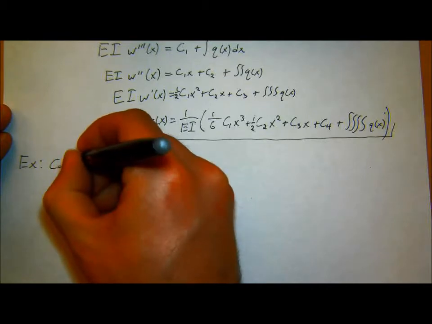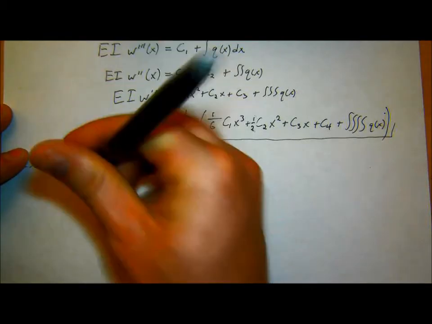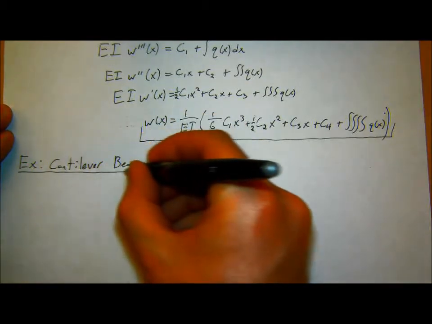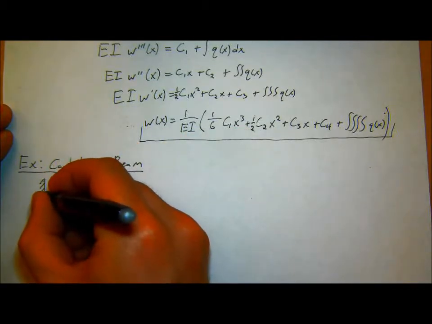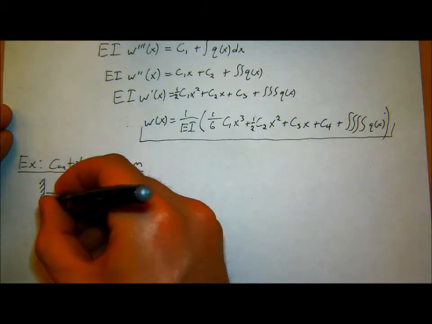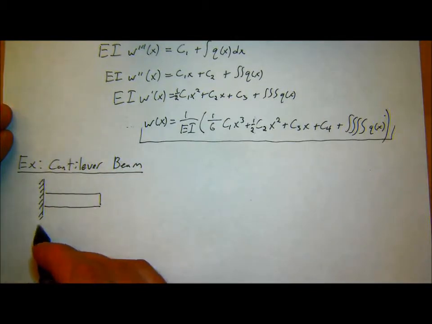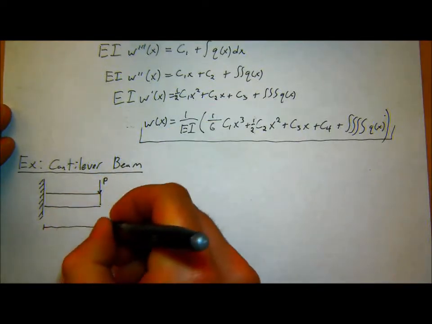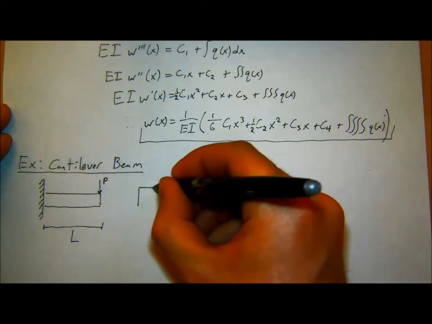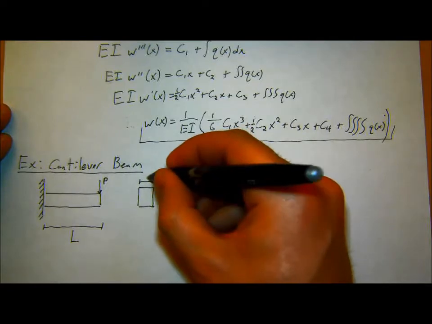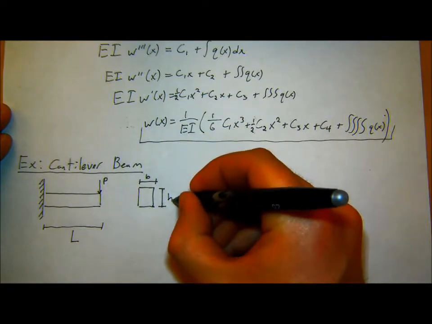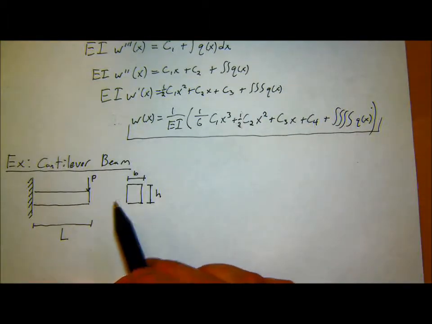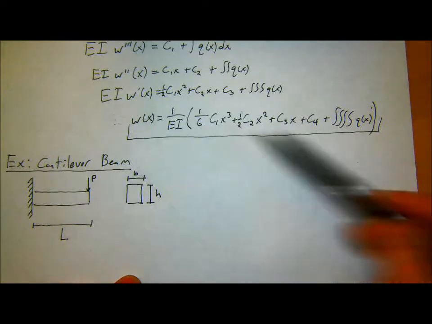Example, cantilever beam. So for this, I'm going to say I have some beam with a fixed boundary condition at the end here, and I have some applied load P at the end. This beam has an initial length L and a square cross section, or a rectangular cross section with dimensions b and h. So now the trick is going to be figuring out what our boundary conditions are and how to use that to solve our general deflection.